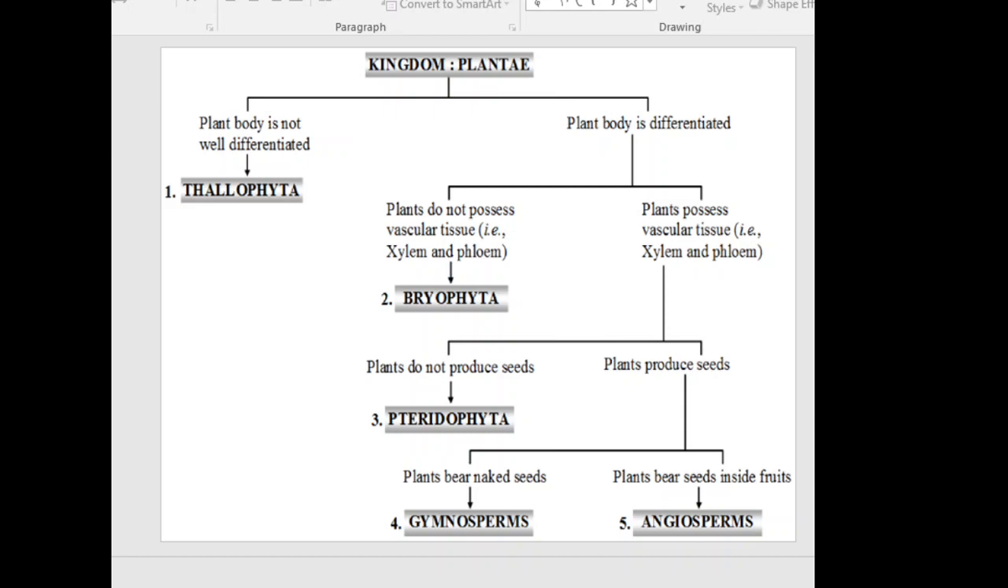They are called pteridophyta, and if they produce seeds and the seeds are naked, then they are gymnosperms. And if the seeds are present inside the fruits, then they are the angiosperms. So this is the basic classification of the plant kingdom: thallophyta, bryophyta, pteridophyta, gymnosperm and angiosperm.